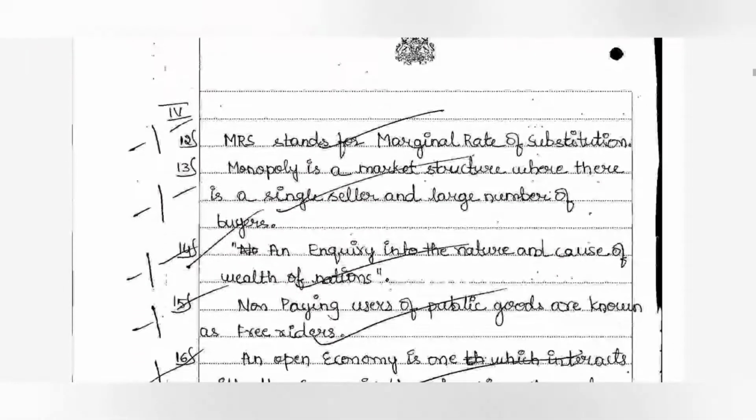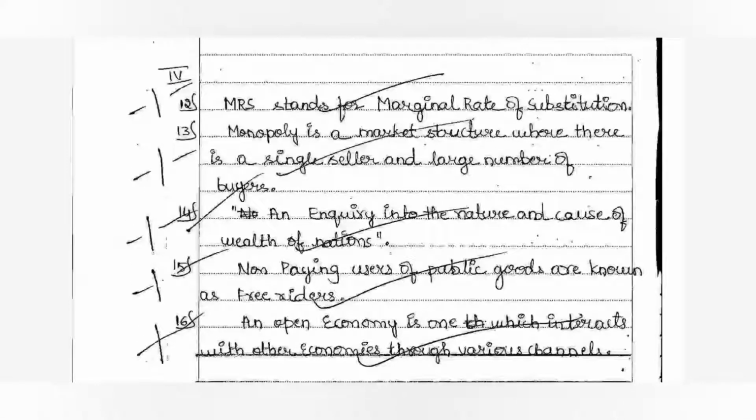Let's move on to the 1 mark questions. Expand MRS. MRS is nothing but the marginal rate of substitution. When you need to produce the maximum of bananas, you have to forgo some of the mangoes. So to forgo the other alternative is called the marginal rate of substitution.